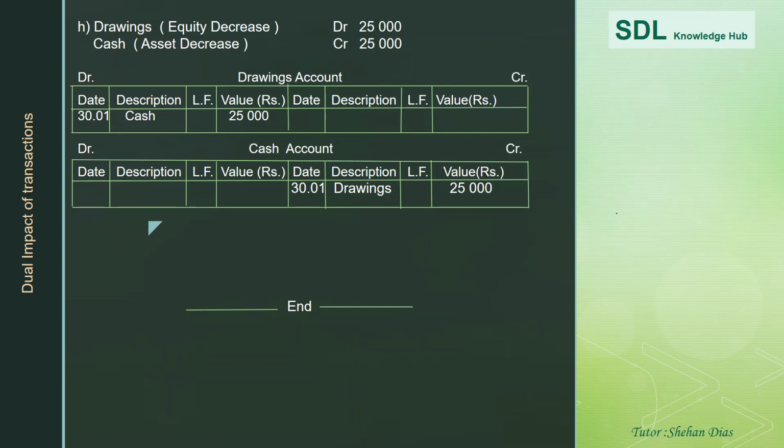Finally, the last transaction, owner withdrew money from the business for 25,000. So drawings is part of equity, but as we discussed earlier, this is negative equity. So if equity increases, it will be credited, but negative equity increases will be debited. So drawings account debit 25,000 and cash, an asset account, decreases. So cash account credit for 25,000.